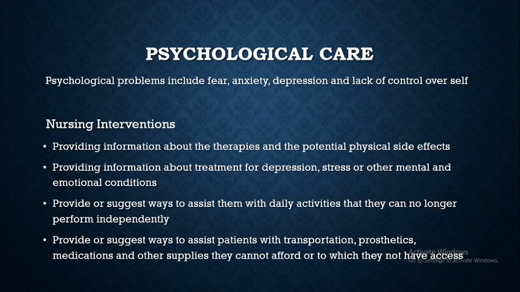Then we have to pay attention to psychological care. Psychological problems include fear, anxiety, depression, and lack of control over self. The nursing interventions include providing information about the therapies and the potential physical side effects. First of all, in psychological care, you should provide true information about therapy and potential side effects. Then provide information about treatment for depression, stress, or other mental and emotional conditions that we can discuss with the patient party. So we have to build a good rapport with the patient party, of course.